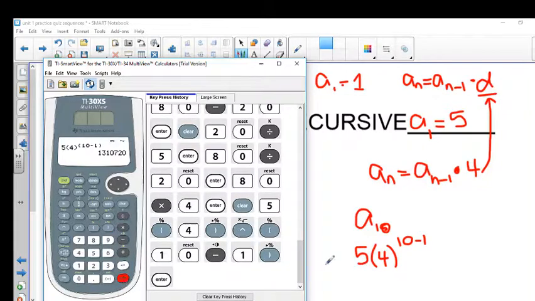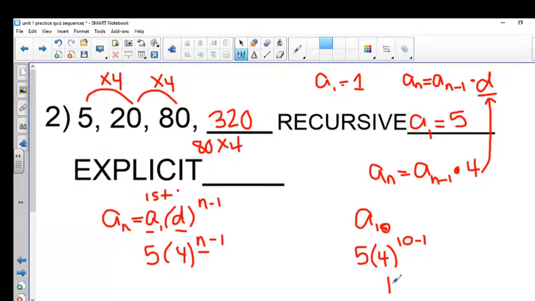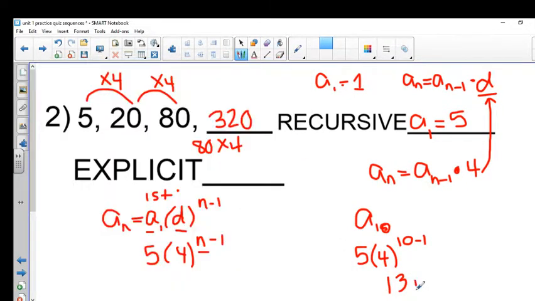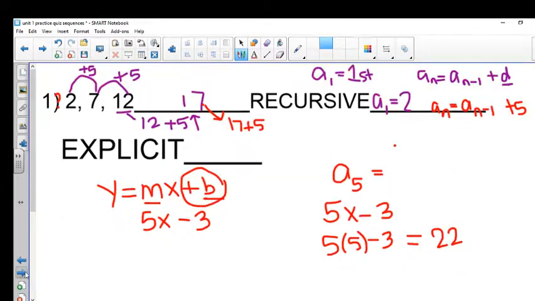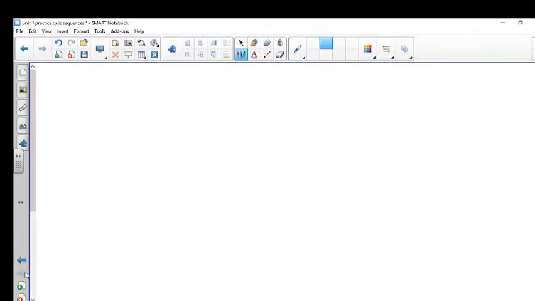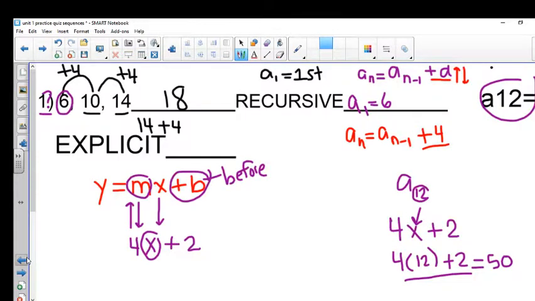Enter. And we get, wait a minute, my calculator went away. 1, 3, 1, 0, 7, 2, 0. So basically we got the answer 1,310,720. Okay? So that was our answer. I knew it would be a big number, but that's how we do it. Okay, so we've done number 1 and number 2. So now we need to look at number 3.